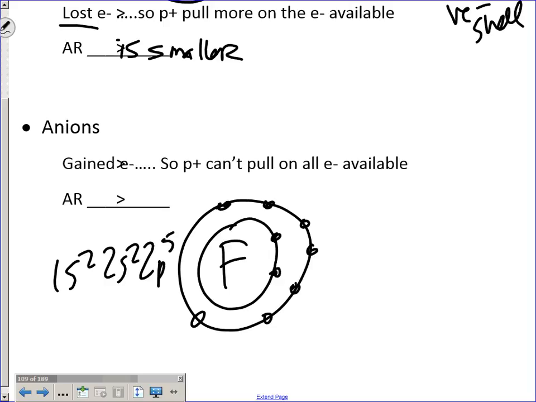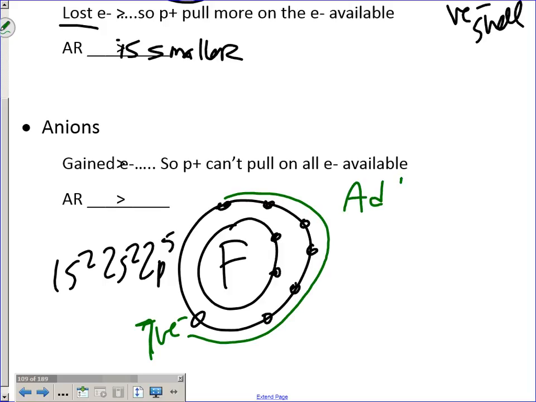So how many valence electrons does it have? 7. 1, 2, 3, 4, 5, 6, 7. It would pretty much be dumb to take away all 7 to drop it back down to the inner electron count of 2. Instead, what's it going to do? It's going to gain or add 1 electron, and where's it going to go? To the outer shell, which specifically here is 2p, and it'll be 6 instead.